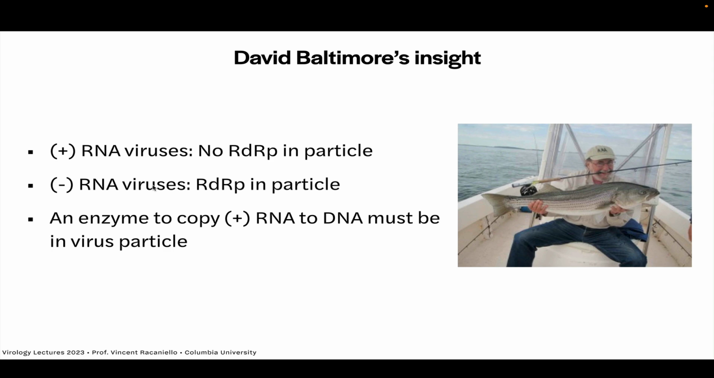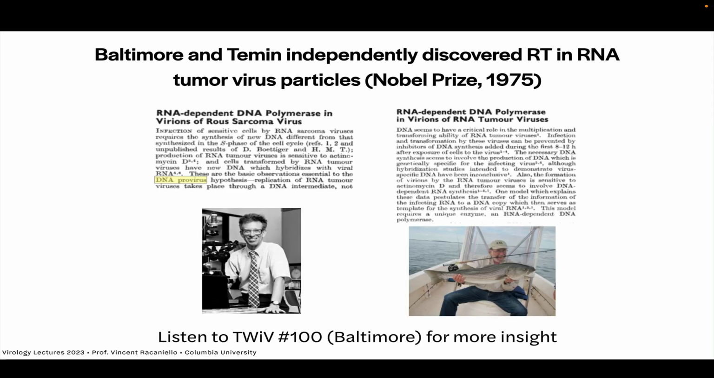And so building on Temin's provirus hypothesis, he said, if there is an enzyme that copies RNA to DNA in these RNA tumor viruses, it must be in the virus particle. Because at the time, the thinking was there are no enzymes in the cell that can copy RNA into DNA. We'll see in a moment that this is not correct. So the two of them independently discovered reverse transcriptase in RNA tumor viruses. And they both published these papers independently in Nature.